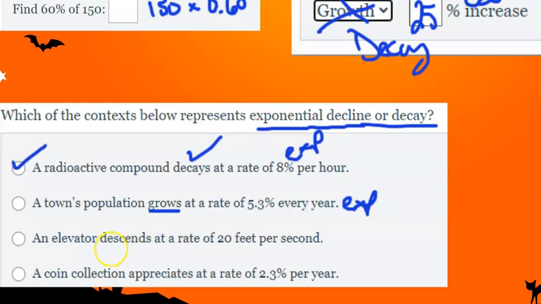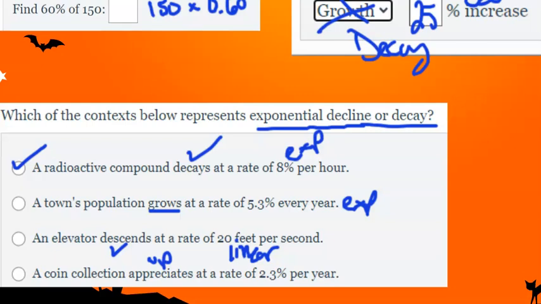Elevator descends, so we like that part. 20 feet per second, is that exponential? If something's going up over and over the same amount, that's linear. And then finally, a coin collection appreciates. Is appreciate going up or down? Yep, that's up. Depreciate would be going down, so we don't want that one either. We wanted the decline one.